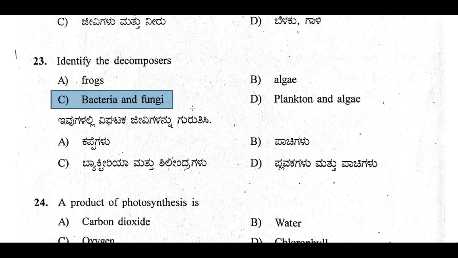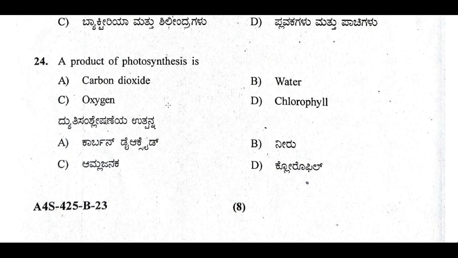Question number 24. A product of photosynthesis is dash. Option A, carbon dioxide. Option B, water. Option C, oxygen. Or option D, chlorophyll? So the right answer is option C, oxygen. Glucose and oxygen are the end products of photosynthesis. So therefore, here only oxygen is given, no glucose is given. So oxygen is the right option. So option C.